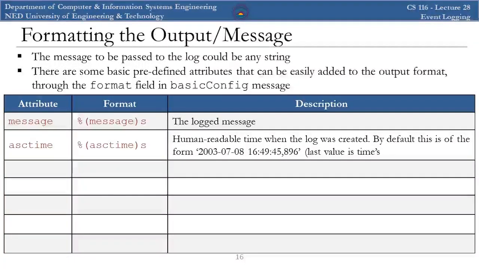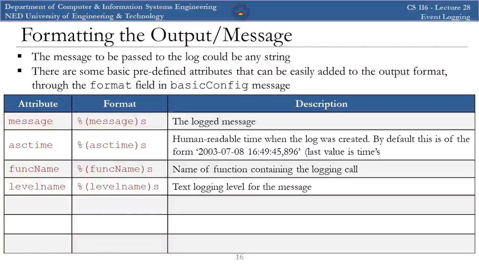Now this is the second very interesting attribute, ASCII time. If you use this format, percent, then this keyword asctime, and then s, the exact date and time at which that logging event occurred will be printed along with your message, right? This is the third one. You can even write the name of the function in which that logging event occurred, the name of the function in your code, and that can also be printed.